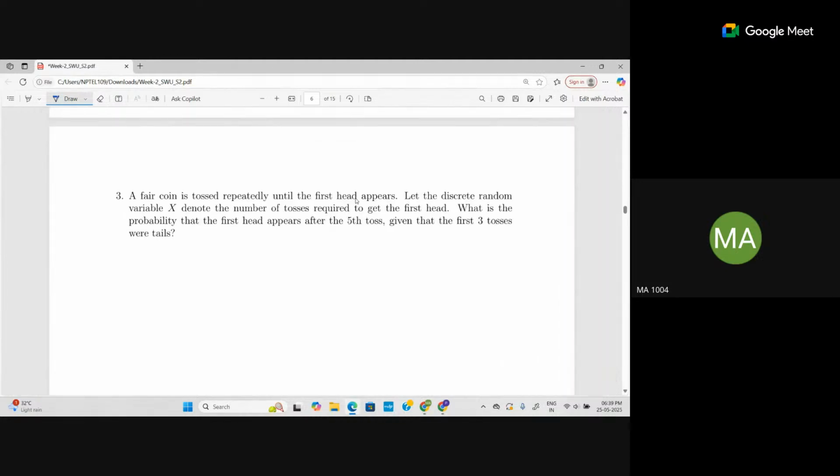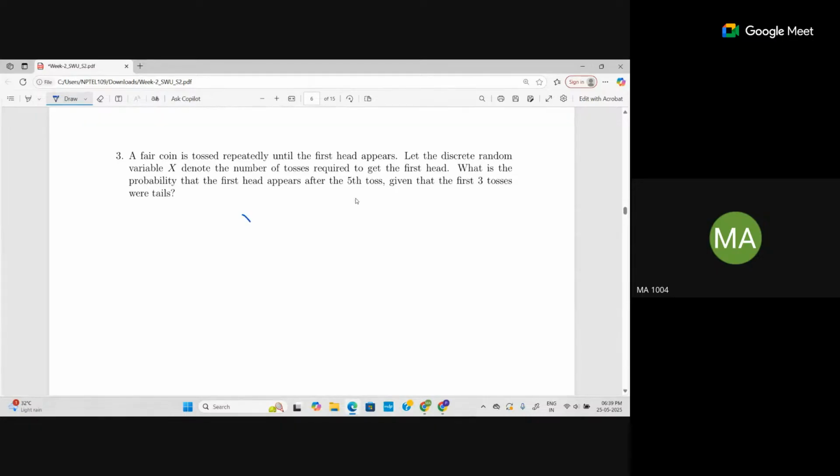So here we can say that X is following geometric distribution. And what will be the value of the parameter? Half, because we have a fair coin. So the probability of getting a head will be 1/2. Is it clear? Yes. So the value of p, the probability of success, will be 1/2.